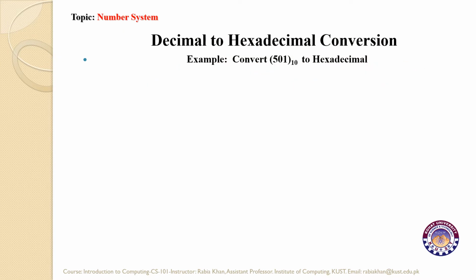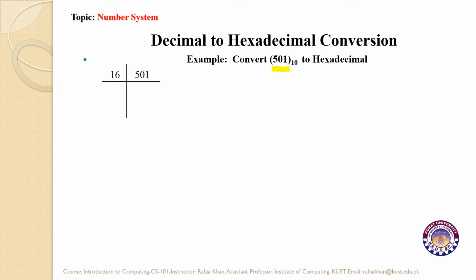We now need to perform a few conversions and apply the rules we discussed in the previous slide. We are given a decimal number 501 and we have to convert it into a hexadecimal number. The rule, as mentioned earlier, is that we need to divide this decimal number repeatedly by 16. The division process will go on until the remainder and quotient come within the range of the hexadecimal number. So let's start the division process.